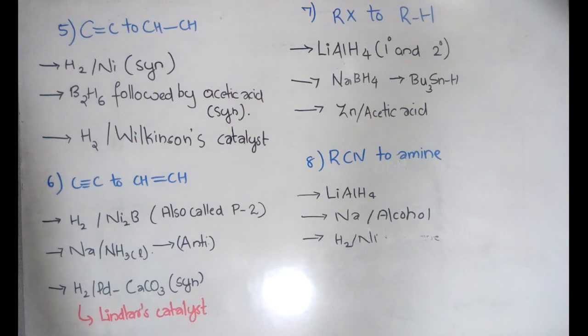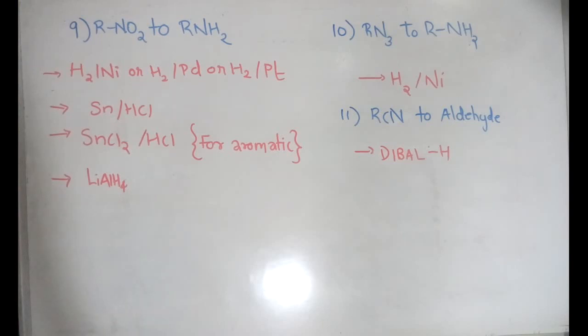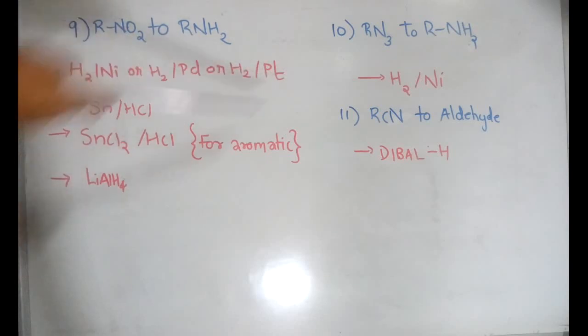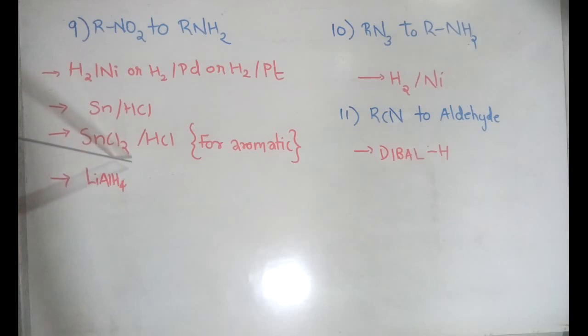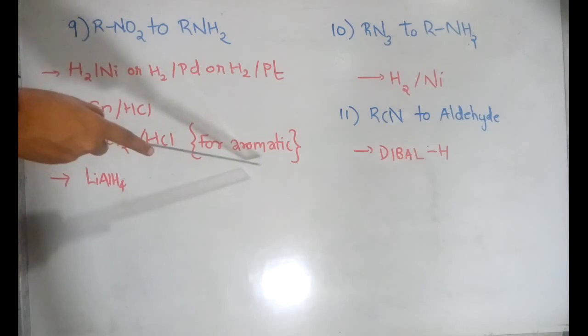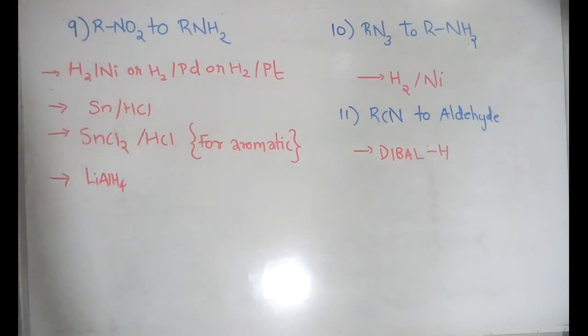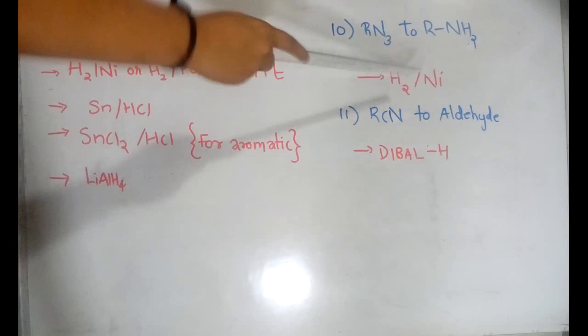Okay. Now next we will be having one more set of conversions. So this is the final set of conversions, where RNO2 to RNH2 is the first in this section, which can be done by using hydrogen and nickel, hydrogen and palladium or hydrogen and platinum. It can also be done by Sn/HCl, then SnCl2/HCl. Here SnCl2 in the presence of HCl is done specifically for aromatic compounds. Then comes lithium aluminium hydride, which is one of the very common reducing agents. Next, RN3 to RNH2. This is done by hydrogen in the presence of nickel.